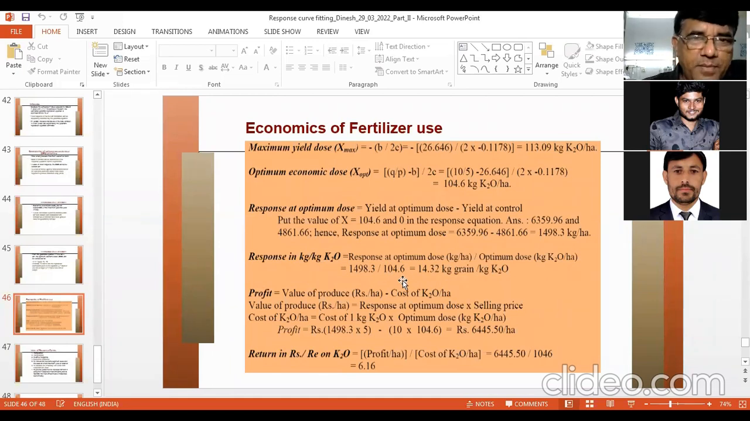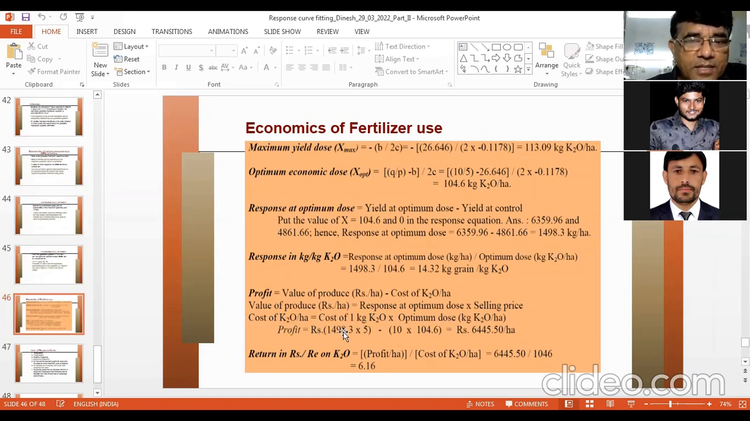Then comes the profit. Profit is the value of the produce minus the cost of K2O per hectare. Value of the produce means the price of the economic produce you have, minus the cost of K2O. So first you calculate the value of produce, meaning response at optimum dose. How much extra yield did you get? 1498 into selling price. What is the selling price? Rupees 5 a kg. Cost of K2O is the cost of 1 kg K2O into optimum dose. So you can work out the cost of K2O per hectare.